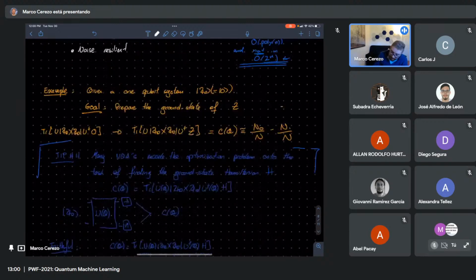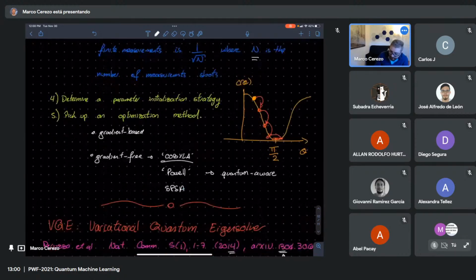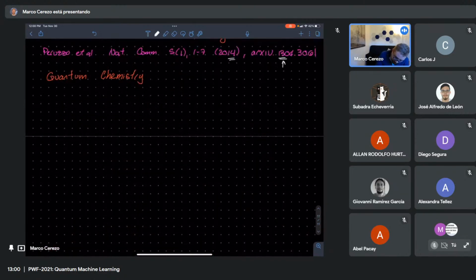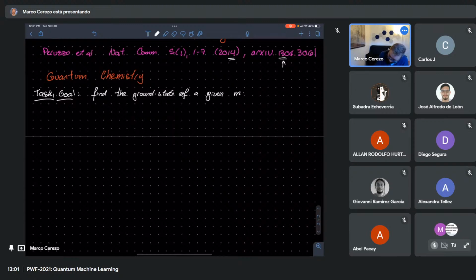So what is quantum chemistry? Why do we care about finding the ground state of some molecule? So for quantum chemistry here, let's do again as we usually do. This is the goal, this is the task, because we have to start with a goal. We need to find the ground states of a given molecule, right? Why do we care about the ground state of a given molecule? Why would this ever be important?